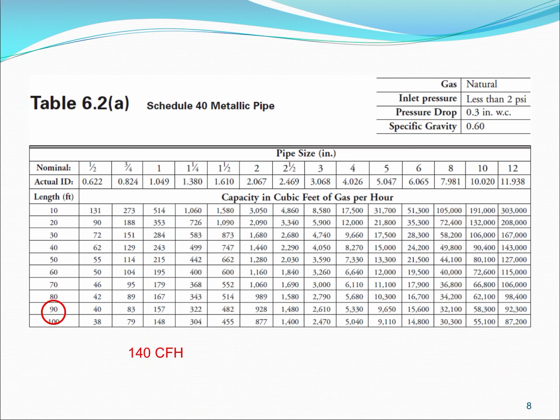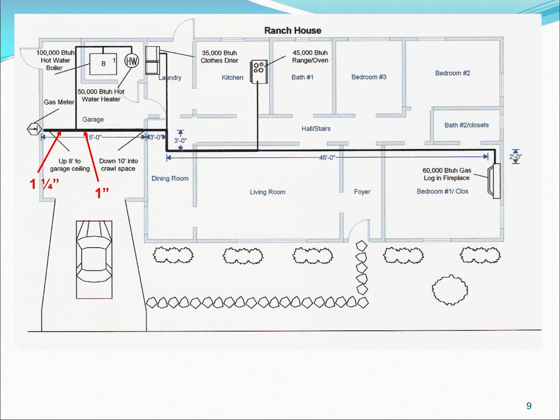So if I take a look at the 140 cubic feet, you can see that that is going to allow me to carry the gas over to that section, or what's remaining is actually going to be 157 cubic feet, which is the capacity in a 1-inch line. So right after we get rid of the boiler and the water heater, we're actually able to reduce down to a 1-inch pipe. So let's go ahead and identify that.